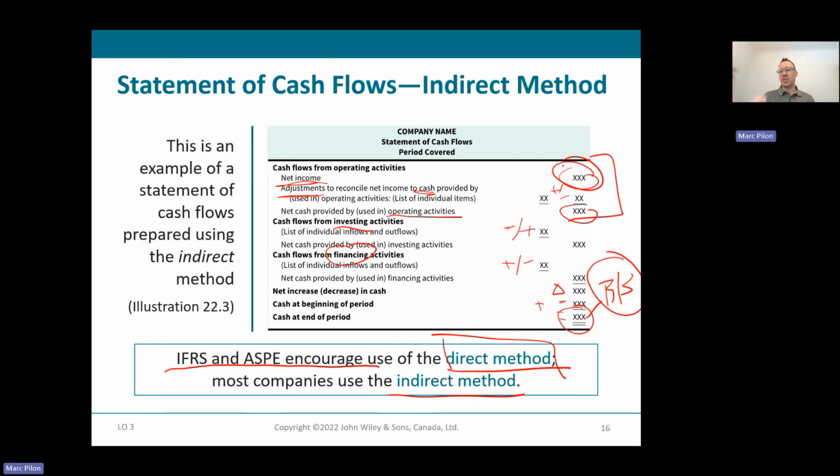The standards are in place to protect users of the financial statements. They exist for the users. So if IFRS and ASPE haven't mandated the direct method, it's because users don't really care that much in general. So this thing where they encourage it, but most companies don't use it, I think it's kind of silly. I think it's probably because the direct method doesn't really give that much more information for users.